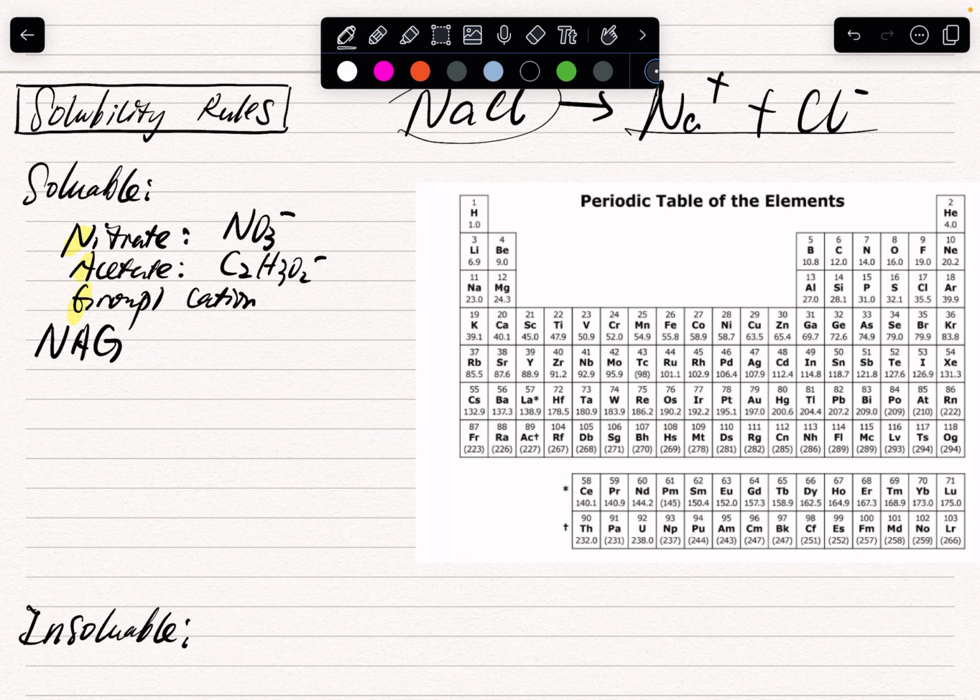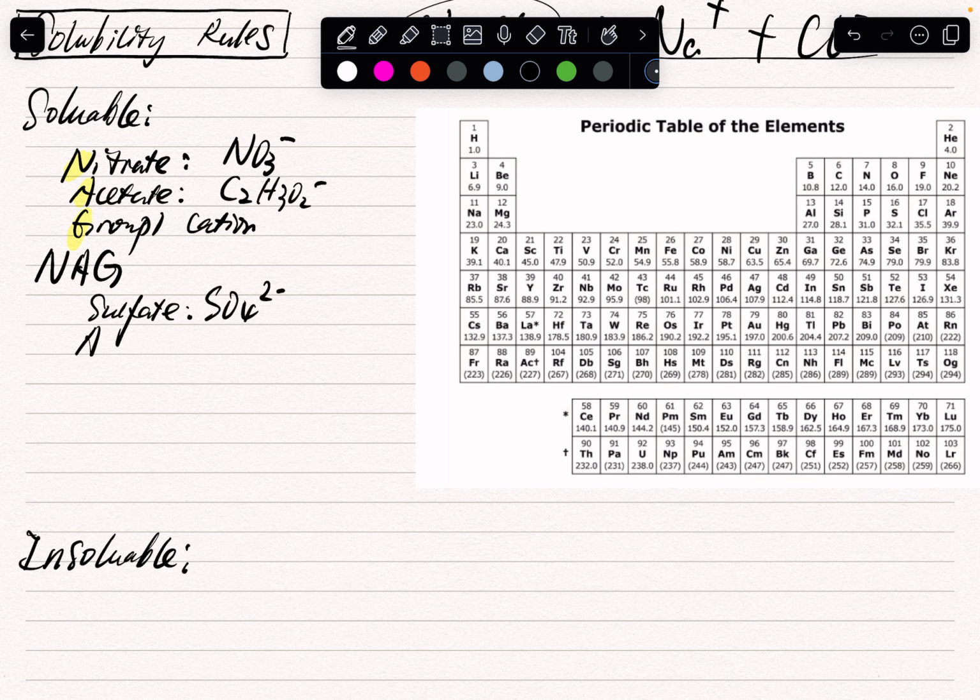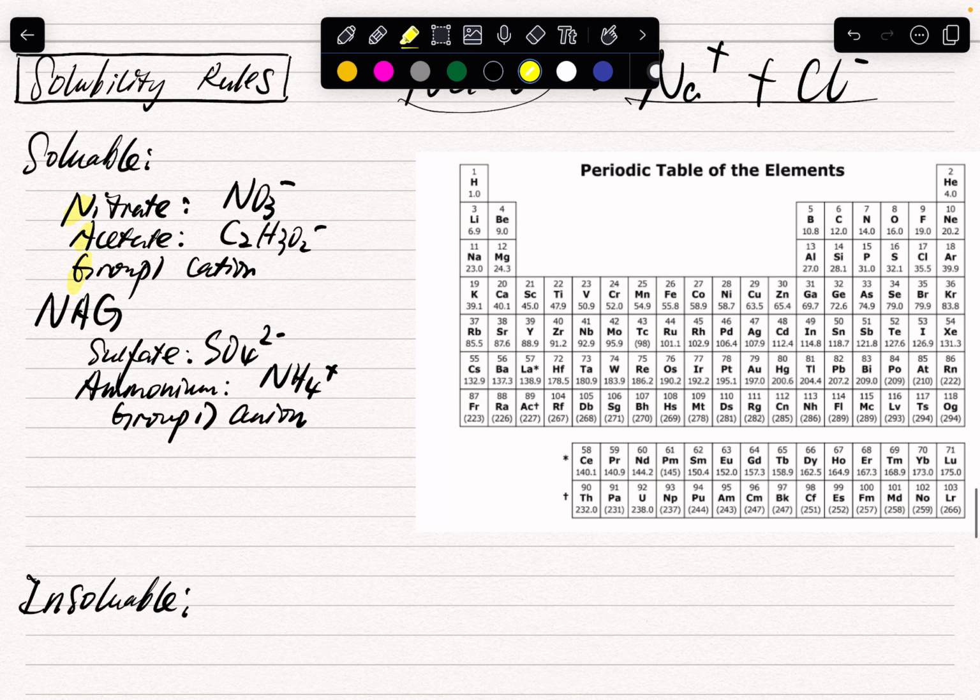The fourth group I want to introduce is sulfate. Sulfate is SO4 2 minus, another polyatomic ion, and it has some exceptions that we're going to talk about later. Let's first move on to ammonium. Ammonium is NH4 plus. The last one is group 17 anions. This makes the mnemonic SAG. NAG is all good. NAG has no exceptions. When you see NAG combined with other stuff, you know it will be soluble. But SAG has some problems.